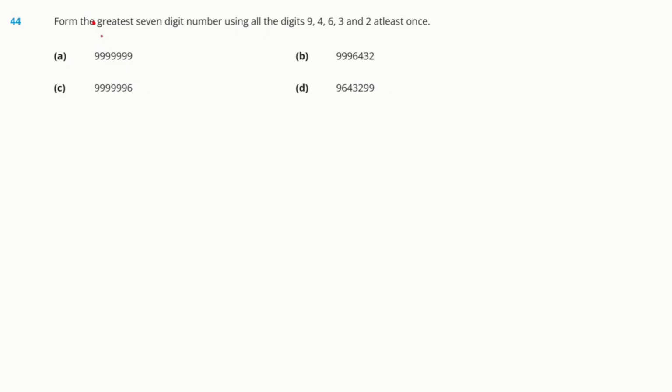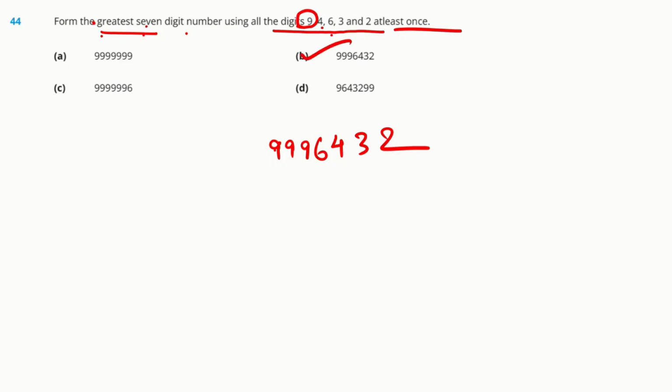Next, 44th question. Form the greatest 7-digit number using the digits 9, 4, 6, 3, 2, at least once. Since you have to find the greatest 7-digit number, we should repeat the greatest digit. So we should repeat 9 3 times. Then we have the 4th digit as 6. Then we have 4, then 3, and then 2. 9996432. That's the answer. Option B is the answer.